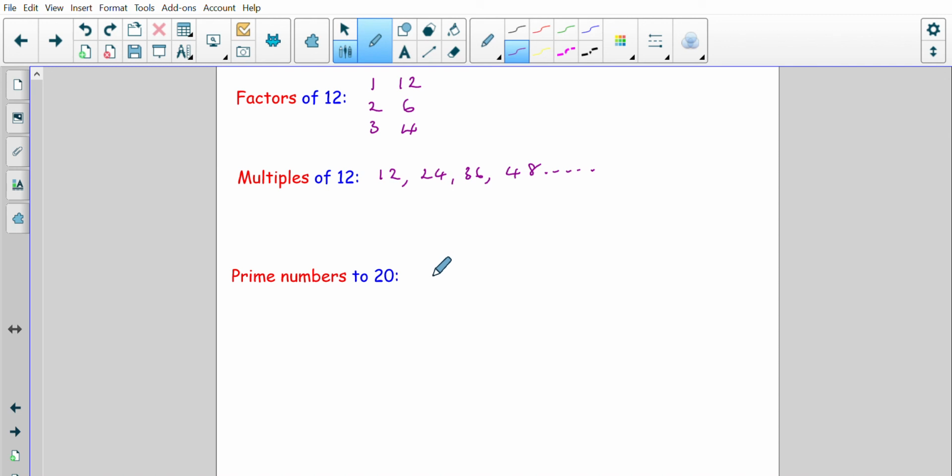Prime numbers, we might need to use prime numbers today, so let's have a reminder. 1 is not a prime number, so the first prime number is 2, and then we have 3, 5, 7, 9 is not a prime number, so we have 11, 13, 17, and 19. Those are our prime numbers to 20. Remember, prime numbers have exactly 2 factors, 1 and themselves.